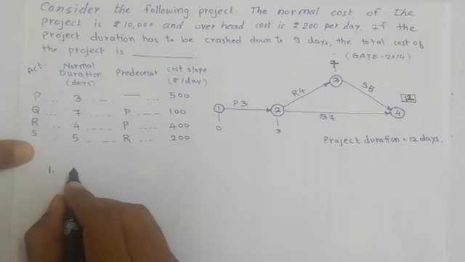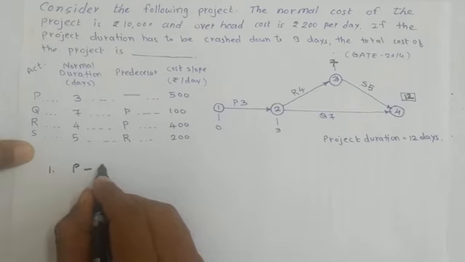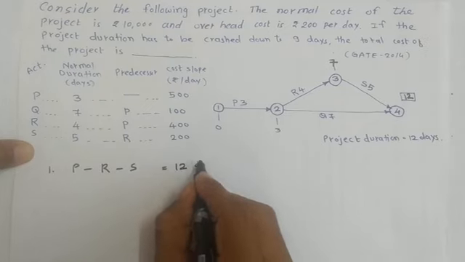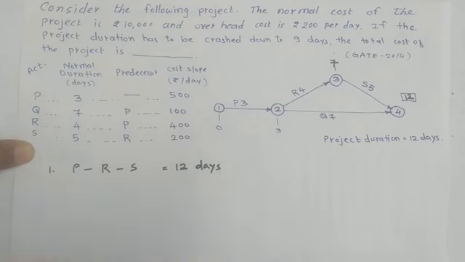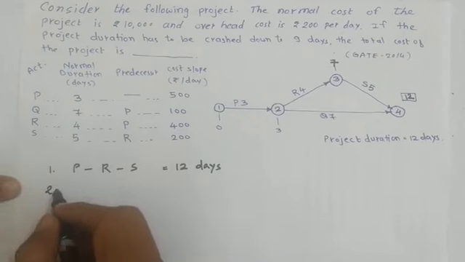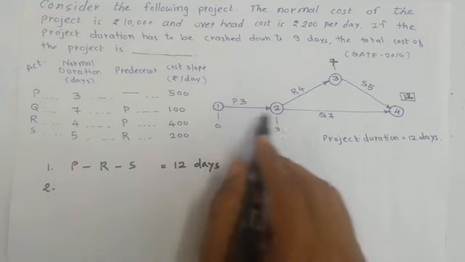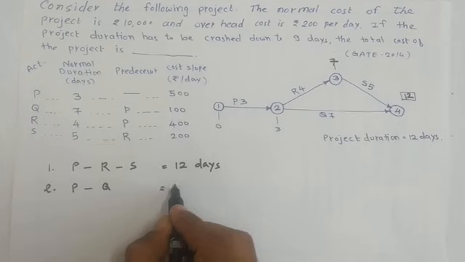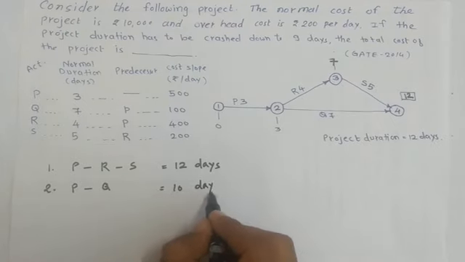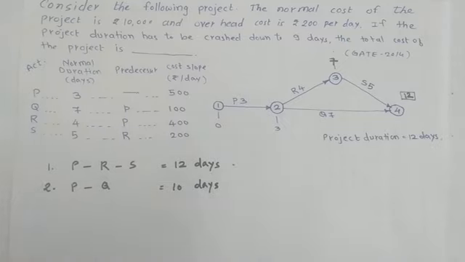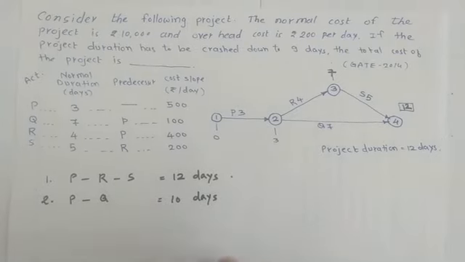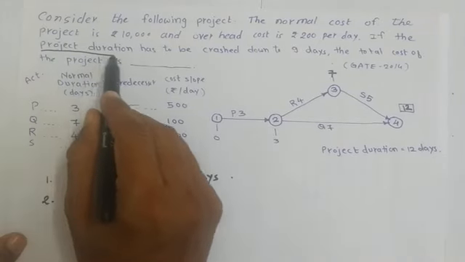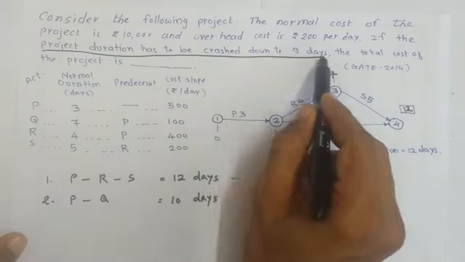Path 1 is P to R, R to S, and duration of the project is 12 days. And second path is P to Q, and this path is taking how many days? 10 days. At present, critical path is 12 days. Now what is asked in the example? The question is, project duration has to be crashed down to 9 days.